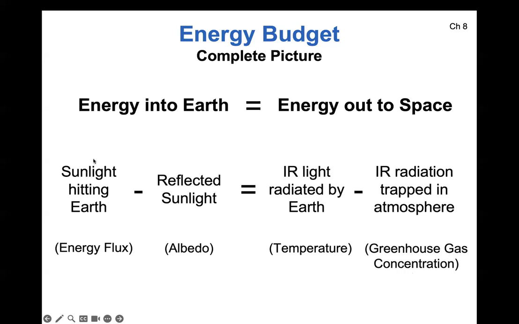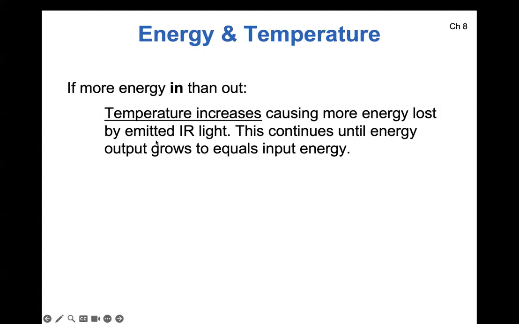So just to summarize here, each time we have a term describing the physical phenomenon, and then underneath in parentheses, we have the actual measurable quantity that's related to each. That is the variable that is directly related to the phenomenon.